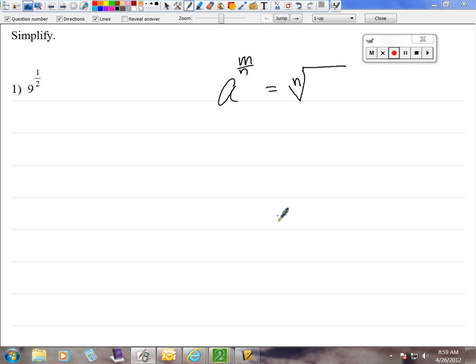Now the top is the power, the exponent. So the a goes in here. We're taking the nth root of a and then to the power of m. Does that make sense? It's just a definition.